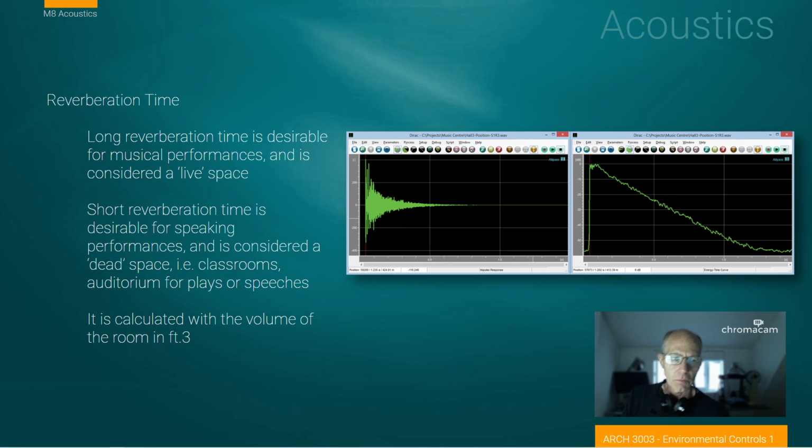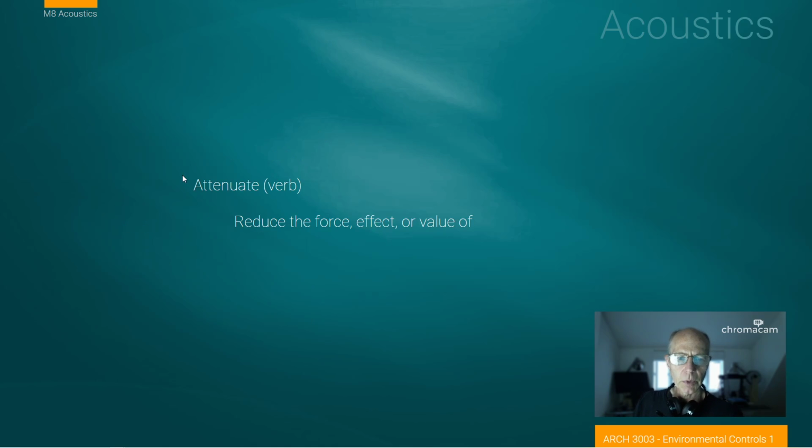And as I said, long reverberation times are desirable for musical performances, live spaces, but short reverberation times are desirable for speaking performances, this idea of a dead space, as I said before. And obviously, you don't want a really lively space for music if it starts to create a very busy type of sound. So there's always a lot of acoustical intervention to strike the right balance between those two. Attenuate. When we talk about sound and trying to change its character, whether it be its volume or its tone, we're trying to attenuate it.